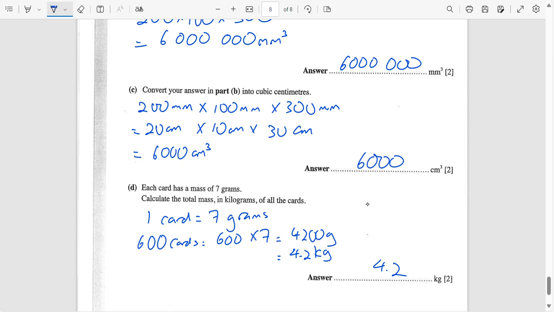Okay, you must remember 1 kg equals to 1,000 gram.